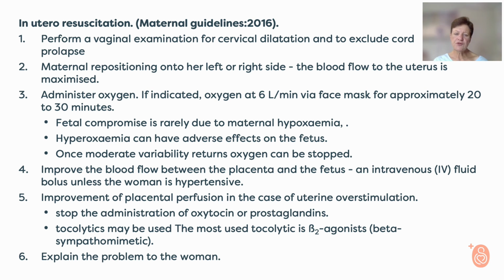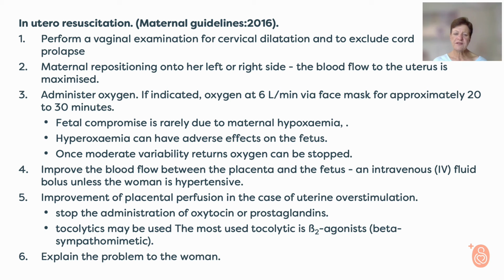So we definitely have to start with in utero resuscitation, and we do it according to the maternal guidelines as we have said on the previous slide. So in this case, we will definitely do a vaginal examination because we have serious variable decelerations here. And we have to exclude a cord prolapse because, as we said, variable decelerations are mostly caused by cord compression. So in this case, it might be a prolapse of the cord, so we need to exclude that.